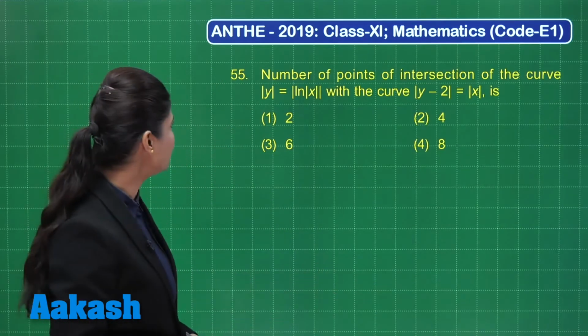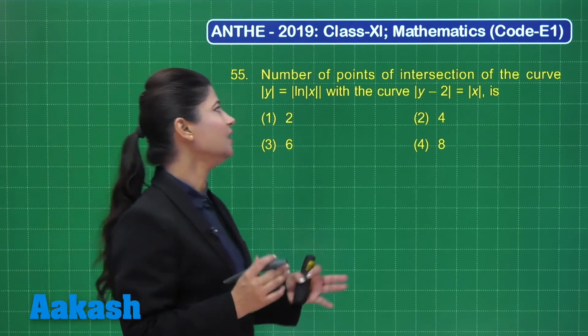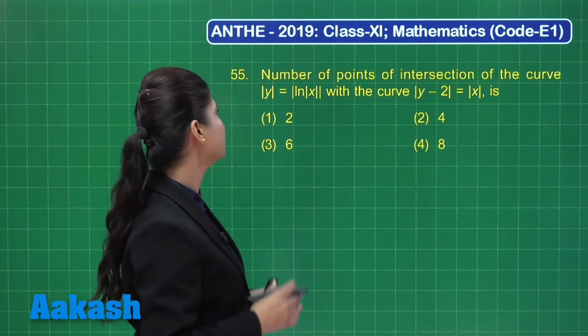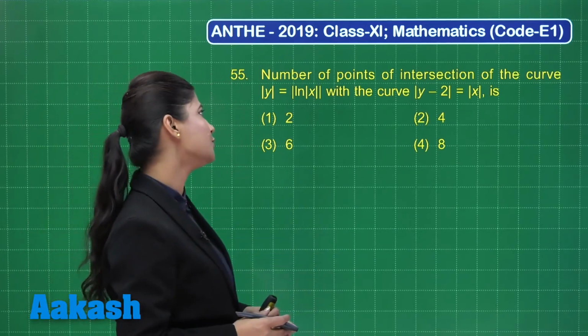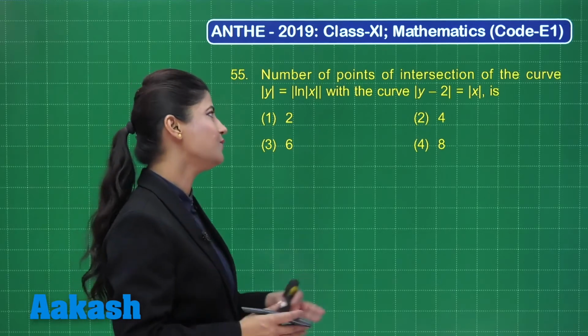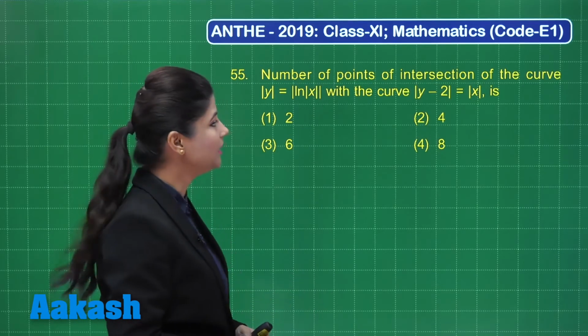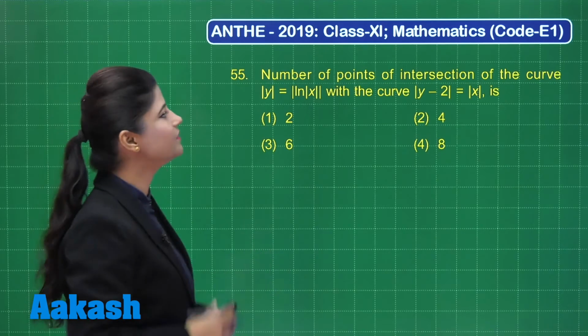Here I have question number 55, which states that the number of points of intersection of the curve mod of y equal to mod of log of mod x with the curve mod of y minus 2 equal to mod of x is, out of these options.